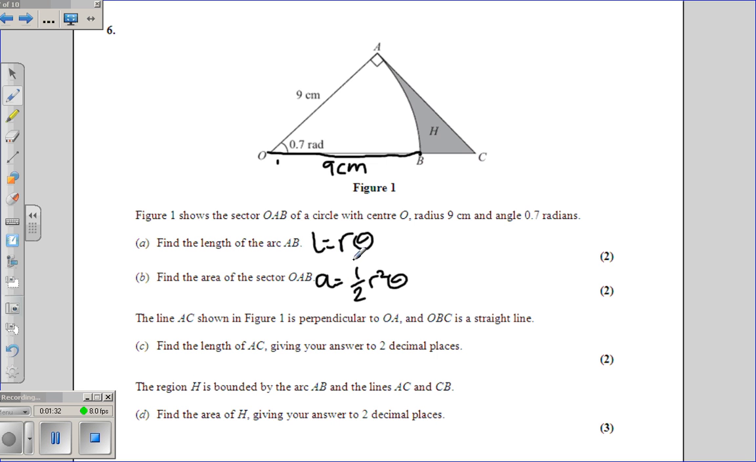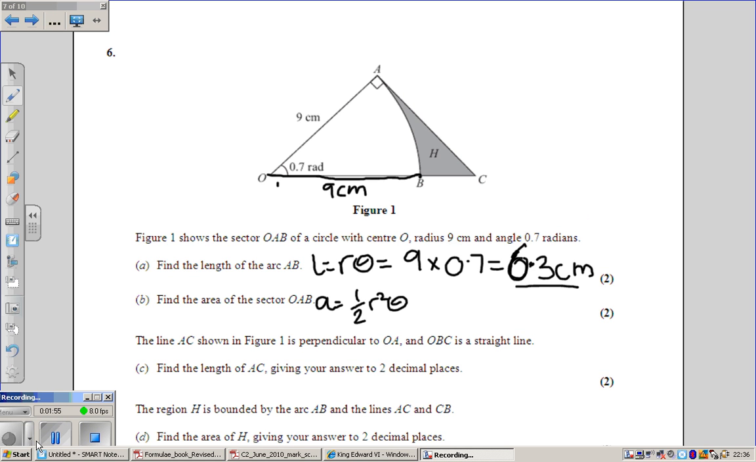So the length is r times theta, which is the radius is 9, and theta is 0.7, which gives 6.3 centimeters. So that's the arc length, 6.3.